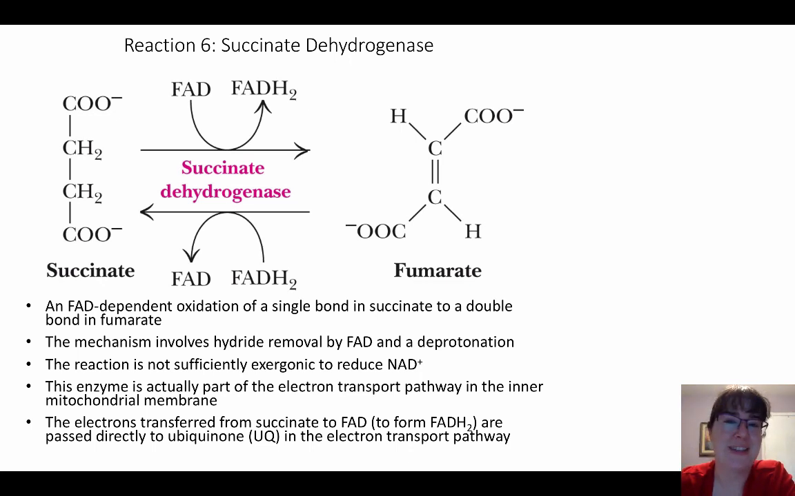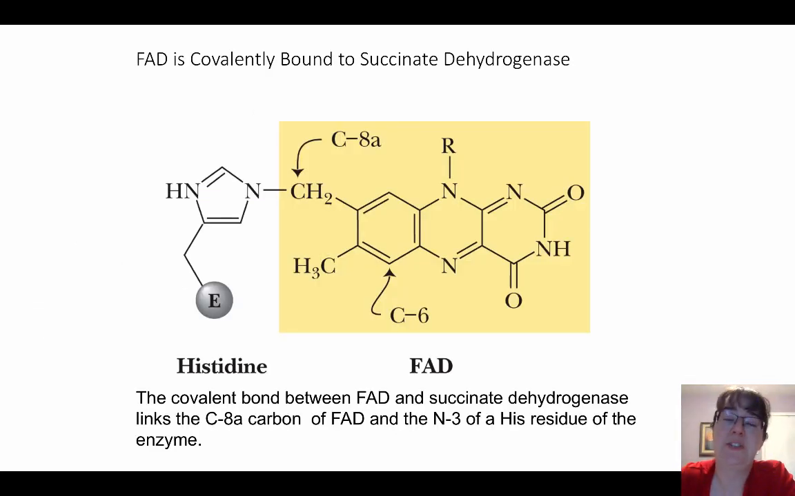Succinate dehydrogenase is actually an enzyme that's in the electron transport chain. So you're actually going to see this one again when we talk about the electron transport chain. And this one's actually then membrane bound. These electrons are going to go straight from FAD to ubiquinone in the electron transport pathway. So the FAD is bound to the enzyme, and it's going to pass things down a chain to ubiquinone. So again, the FAD is covalently bound to succinate dehydrogenase.